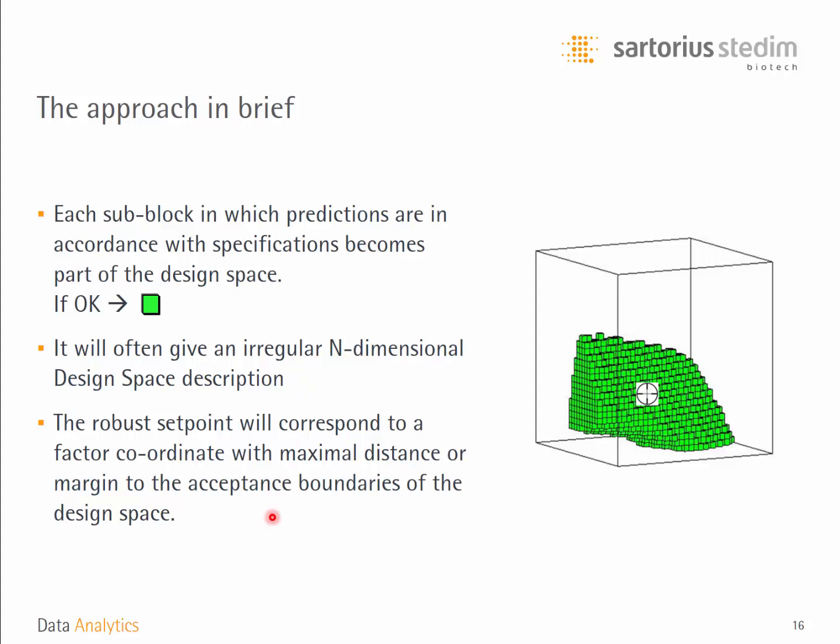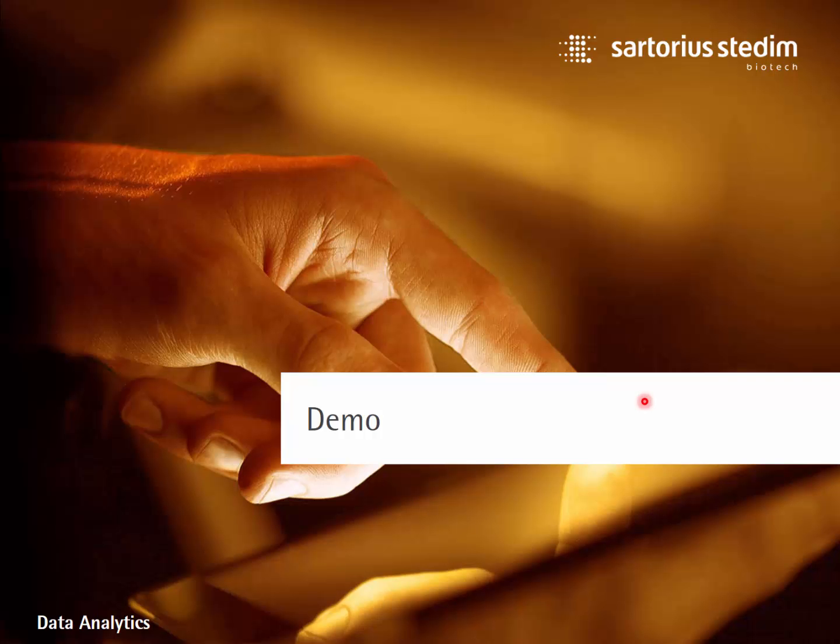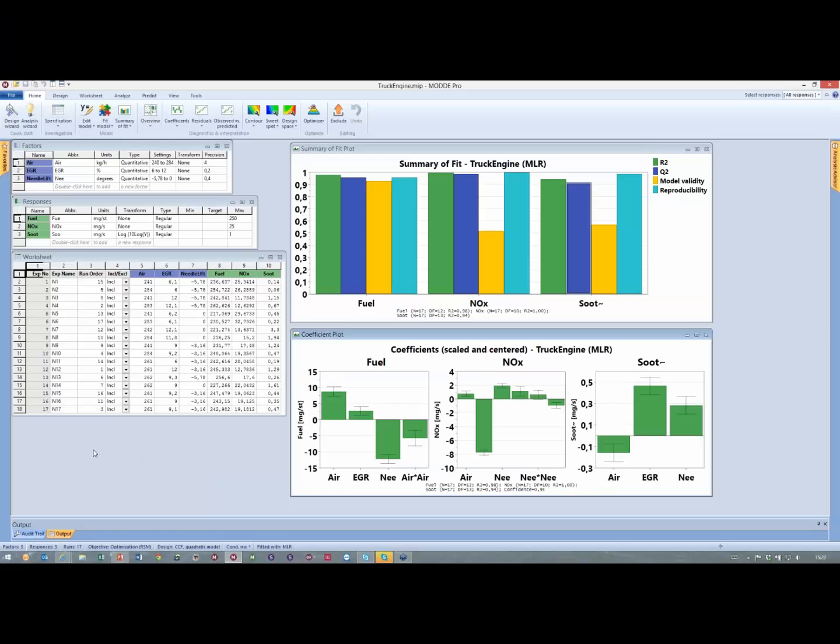And the robust set point that I was talking about will then correspond to a factor combination with maximal distance or margin to the acceptance boundaries of this irregular design space region. So with that little introduction in mind, we are now going over to the Model software for a demo of how we are conducting robust optimization, and the case study that we will be using is this truck engine application.